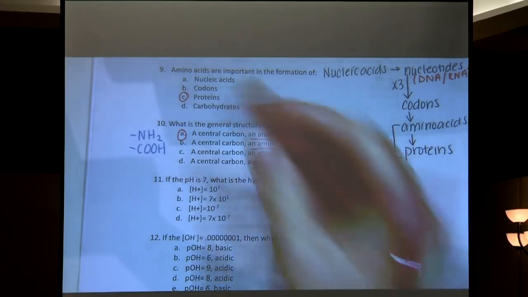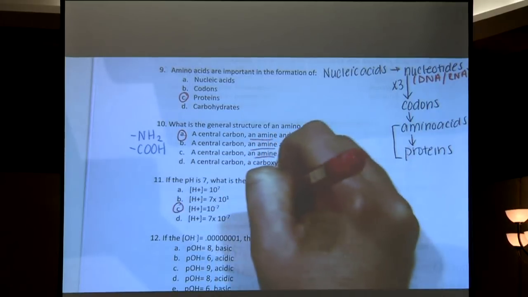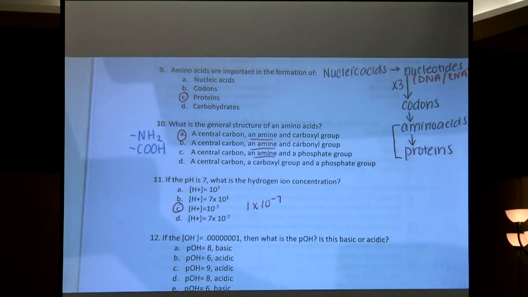Good, so 10 to the negative 7, all right? This could also be 1 times 10 to the negative 7. So if you see either format, both would be correct. Right?